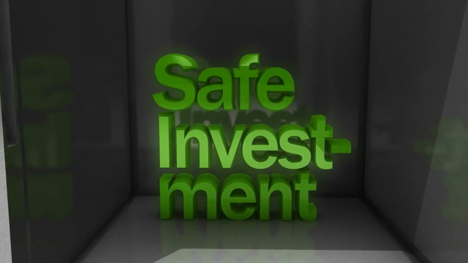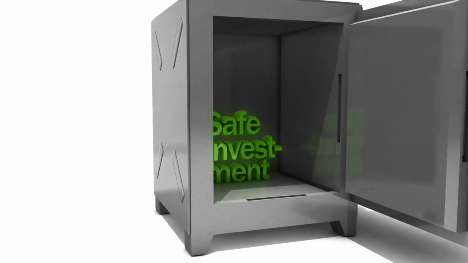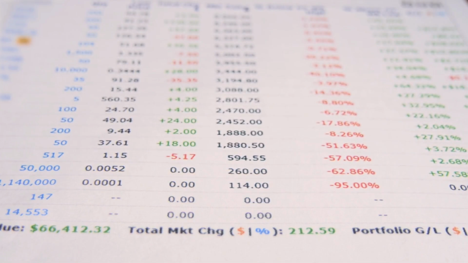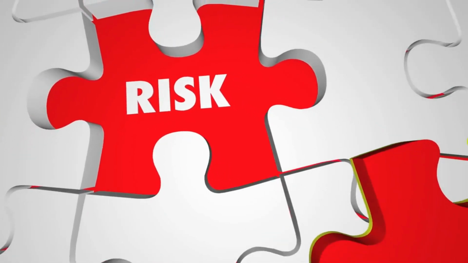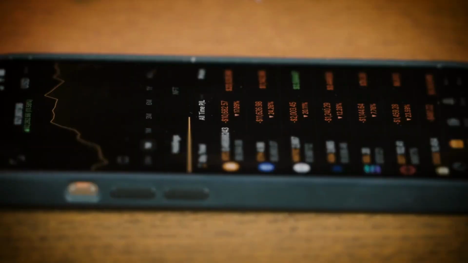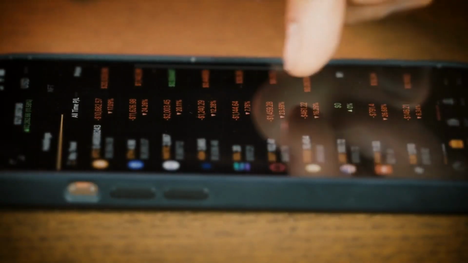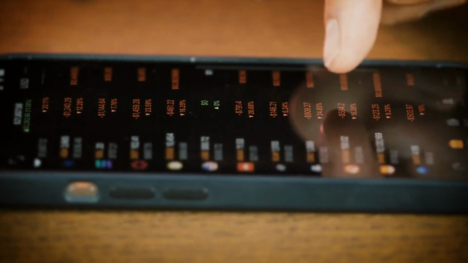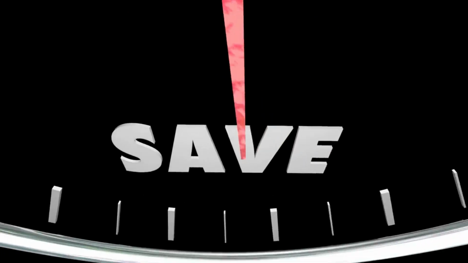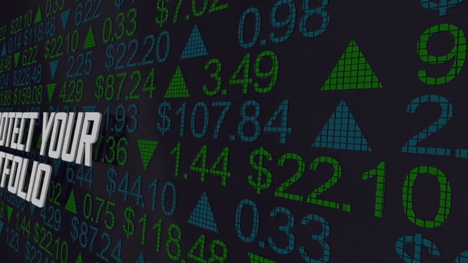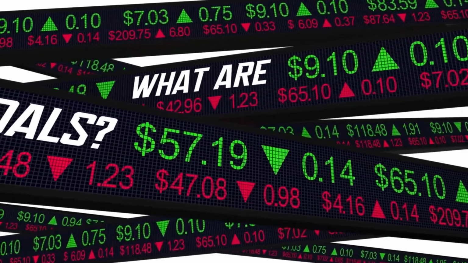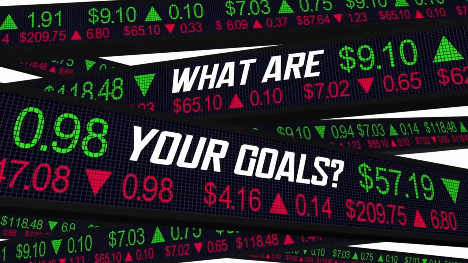R. Risk management, safeguarding your investments. R represents risk management, a crucial aspect of successful investing. Risk management involves identifying, assessing, and mitigating potential risks in your investment portfolio. It's a proactive approach to safeguarding your capital and ensuring that your investments align with your financial goals and risk tolerance. Diversification, asset allocation, and periodic portfolio rebalancing are common risk management techniques that can help you navigate market uncertainties and stay on track toward your investment objectives.